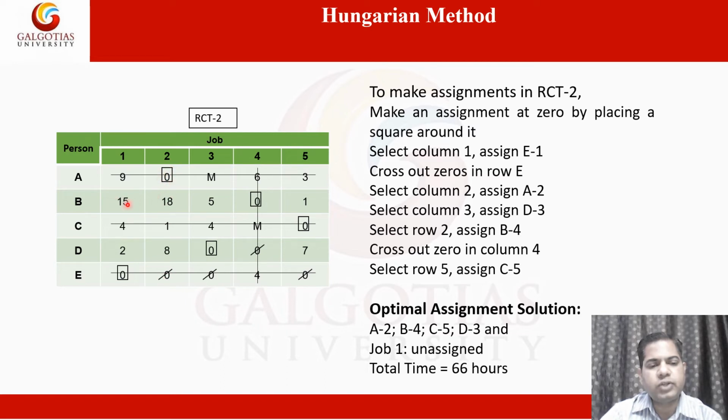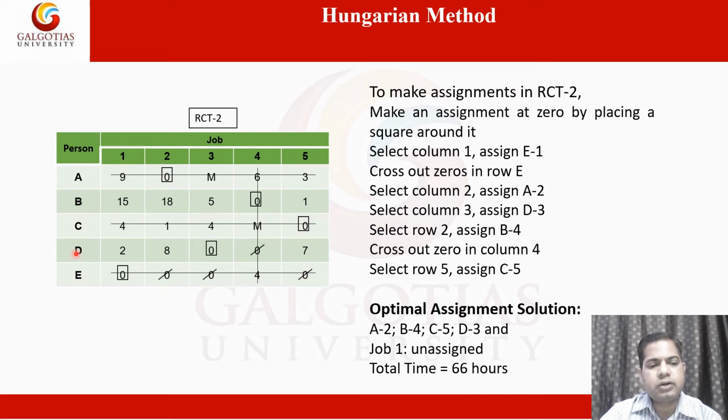Now we will move to the second row. In the second row, this is the single 0, so we will give the assignment to this particular 0. We will put the square on this, and corresponding to this column, this 0 will be cancelled. Now we will move to the third row, and in the third row, this is a single 0. So we will give the assignment to this particular 0. Corresponding to this 0, the 0 of this particular column will be cancelled out.